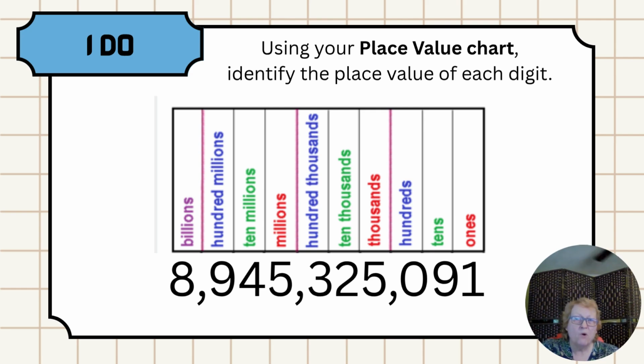The first thing we want to do is to use our place value chart. You can make a place value chart at any time. You should know your place values. And as a fourth grader, you're expected to know whole numbers all the way up to 1 billion and decimals all the way to hundredths. The number that we're using in our example involves whole numbers only.